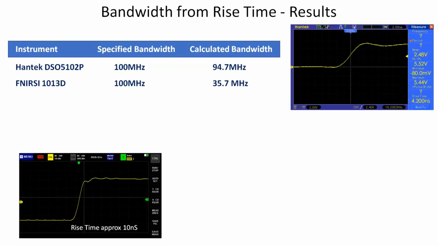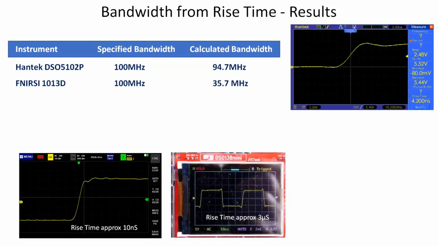Now, I also thought it might be worthwhile doing the DSO 138 Mini, which if you're not familiar, that's a scope that you can build from a kit. It runs using a little microcontroller, but it is nonetheless something you can build, and it's quite a low spec. It does actually work.